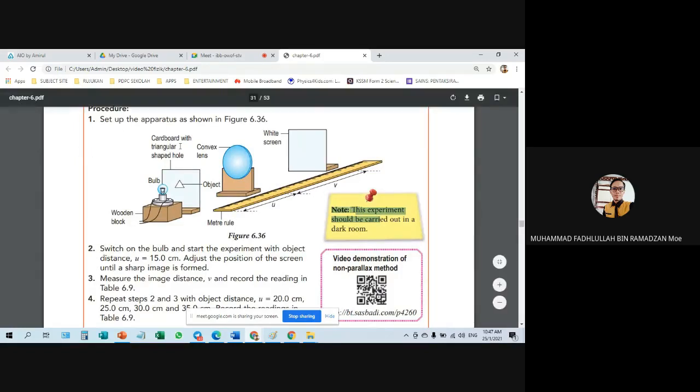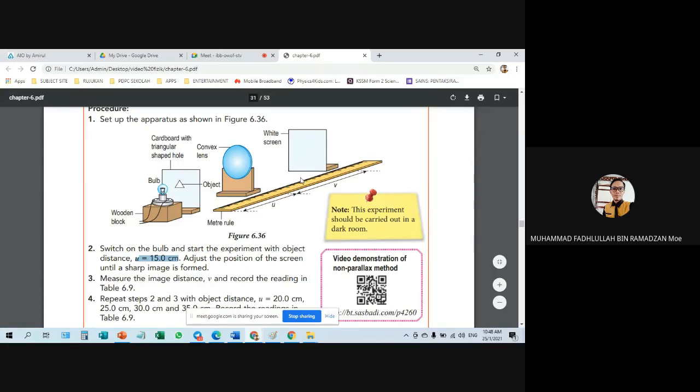So procedure number 1, yang biasa ni kita akan lukis yang macam ni, simple saja, and set up the apparatus, and then switch on the bulb, and start the experiment with object distance 15 cm, and then adjust position of the screen until the sharp image forms. Sebab kita nak check dia punya V tu berapa.